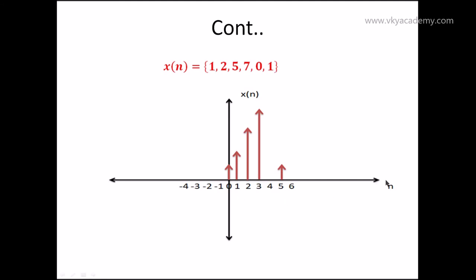This is my x-axis, or you can say time axis, represented with n. This is the amplitude axis, represented with x of n. As at 0 I have an amplitude of 1, at 1 I have an amplitude of length 2. At 2 the length is 5. At 3 the length is 7. At 4 no amplitude, meaning 0. At 5 it is 1. So in this way we can locate the origin position of a given discrete time signal.